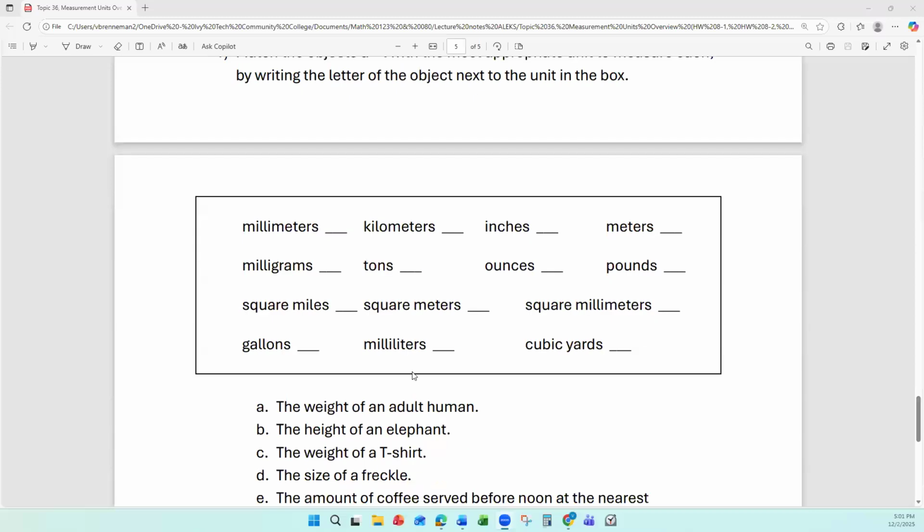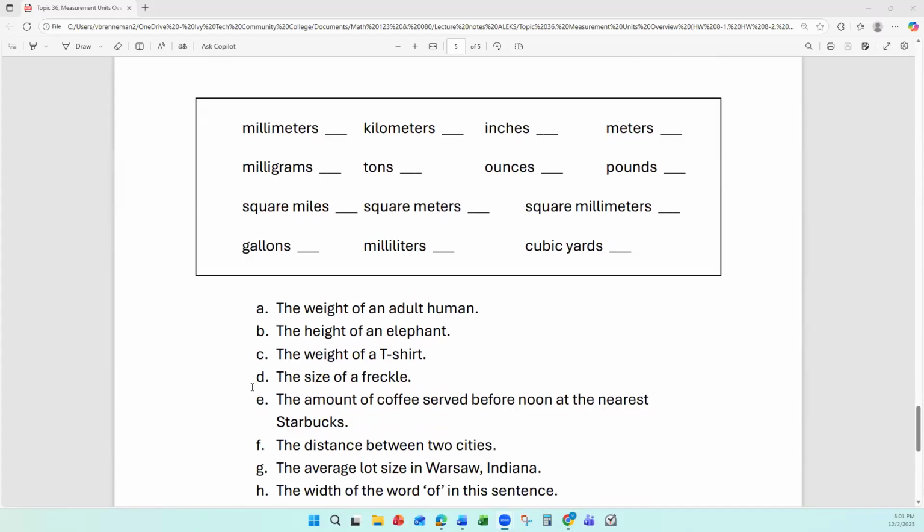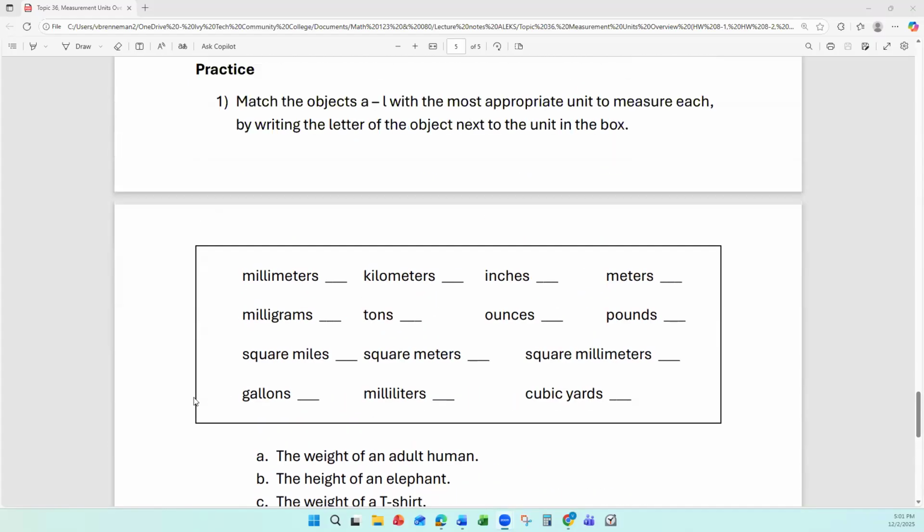So this is working at having a sense of what size these different units are, so what they would be used to measure. Unlike a previous question where you were asked what could be used to measure this, now you're looking at what would be used, so which actual level of unit or size of unit would be used.